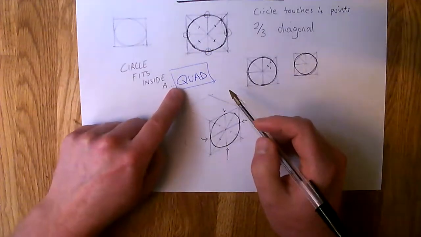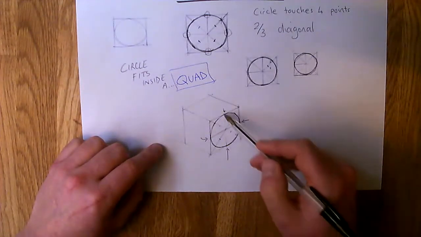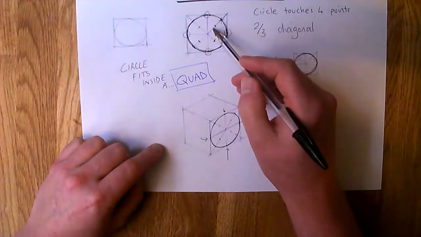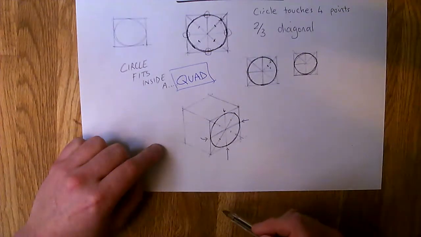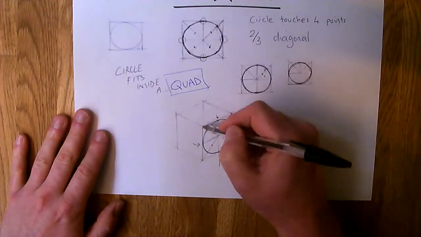A circle fits inside a quad. There's our quad. 1, 2, 3, 4. Constructed and bisected, as we did with the normal square. And now we fit a circle inside it. Let's do it for the top face. Let's put a cross in.